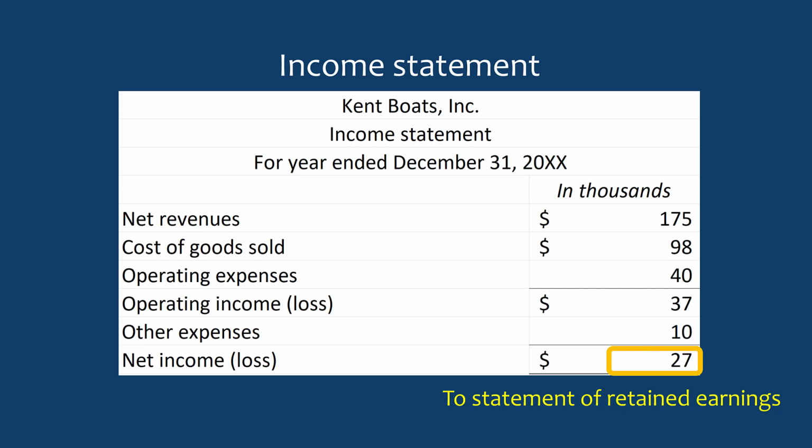Here what I have is revenues, subtracting cost of goods sold and operating expenses to get our operating income, or loss if it's negative, and then subtract other expenses to get our net income or net loss if it's negative. Now that ending net income goes to the statement of retained earnings.